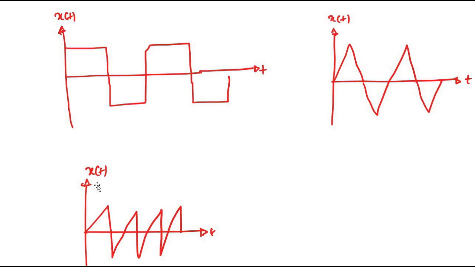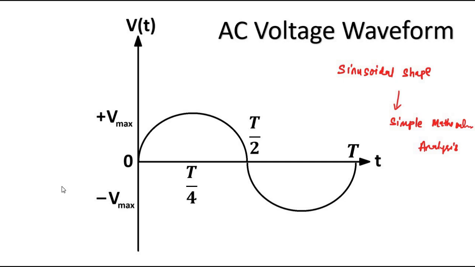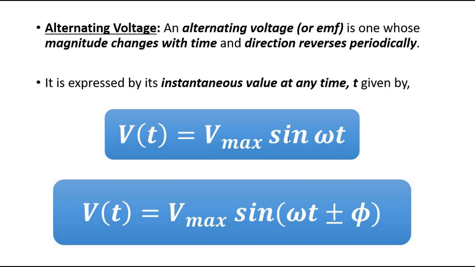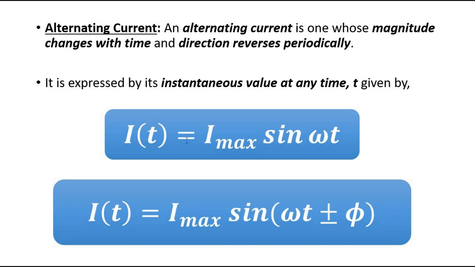But the reason why we choose sinusoidal voltage and current waveforms is that it becomes easier for simple mathematical analysis. It can be expressed in the form of a simple mathematical equation. The voltage waveform is Vmax sin omega t, or Vmax sin(omega t plus phi), where there is an initial phase angle, and the current waveform similarly is Imax sin omega t, or Imax sin(omega t plus phi).